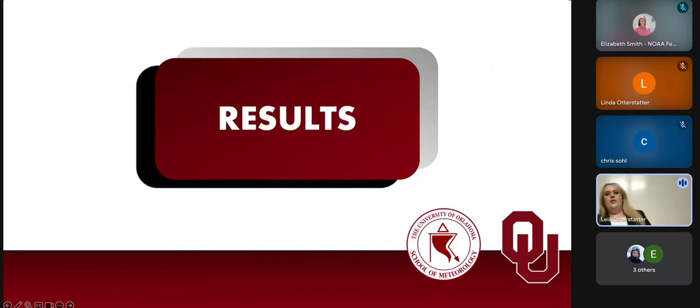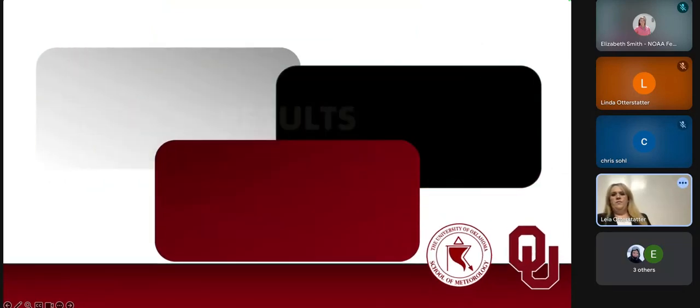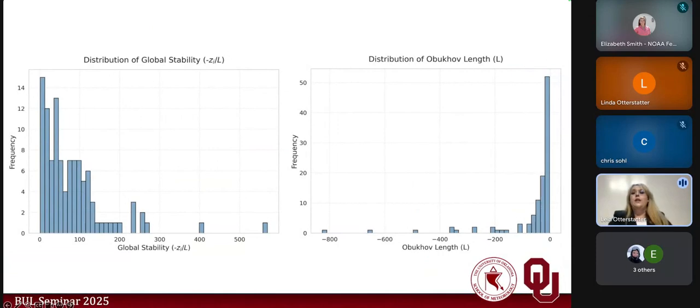So now getting into results. So on the left, you can see that there's a distribution of case instabilities for the global stability parameter. And this is negative ZI over L. So the closer you are to 0, the more neutral it is. However, it can increase towards infinity, and as it increases towards infinity, that is highly convective.